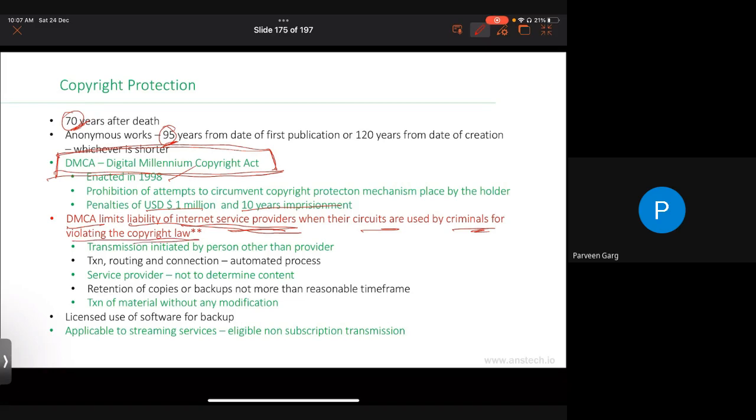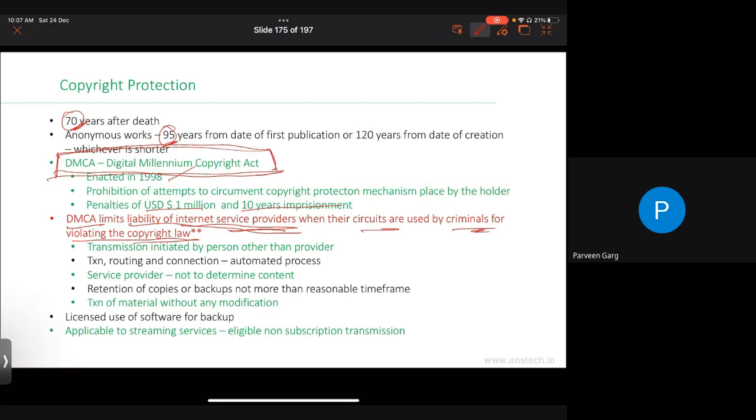So I use the internet to spread the violation of copyright. I create a painting which is under copyright and send its NFT to everyone. Tomorrow the law comes and says Airtel is also at fault because it provided the internet connection to the criminal. No, they are not covered, because under DMCA they will not be liable.